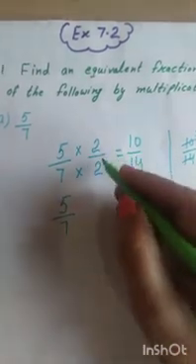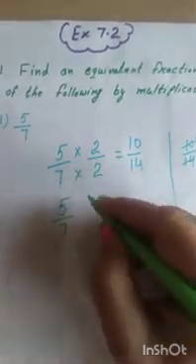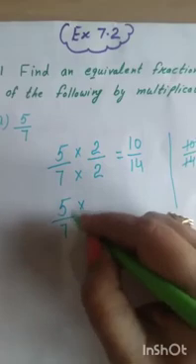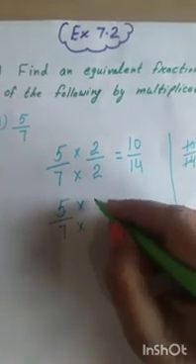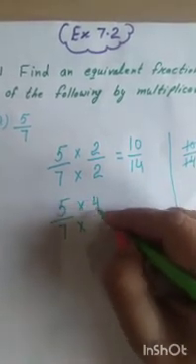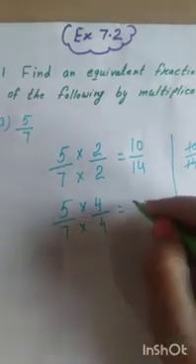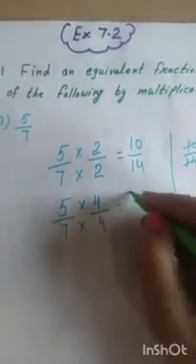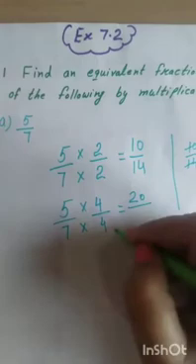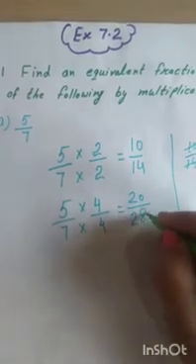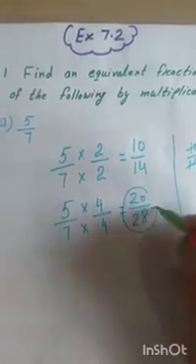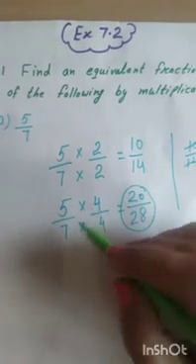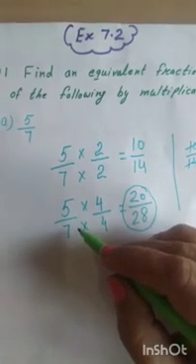Suppose in the question you show just one, but I will show you one more number also. Suppose I here take 4 and 4. Now what do I get here? 5 4s are 20 and 7 4s are 28. Now here also 20 by 28 is equivalent to 5 over 7.